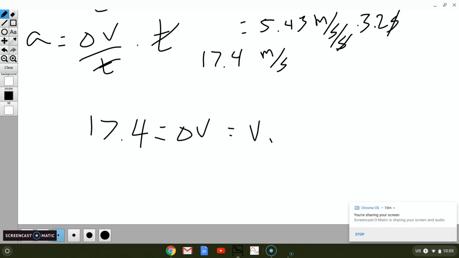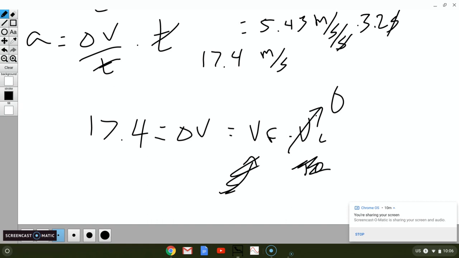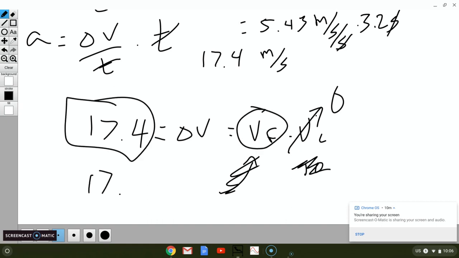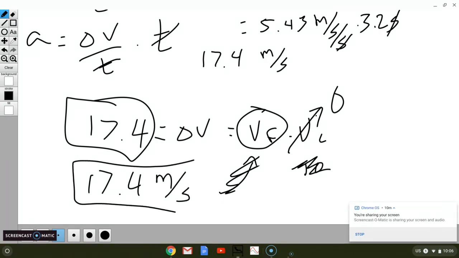Which is equal to the final velocity minus the initial velocity. We know the initial velocity is 0. Now, if it weren't 0, let's say it were 10 or something like that, we'd have to plug in 10 there, and then we'd have to figure out what VF was. But in this case, since it's 0, we can just leave it that way. VF then is 17.4. So my final answer is 17.4. Don't forget units, meters per second.